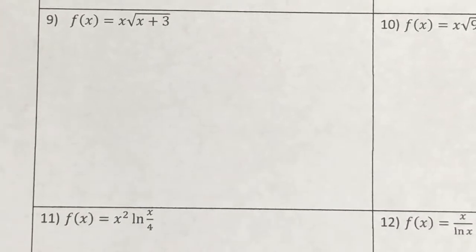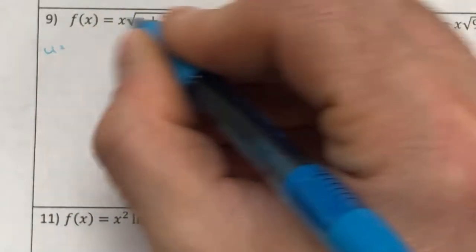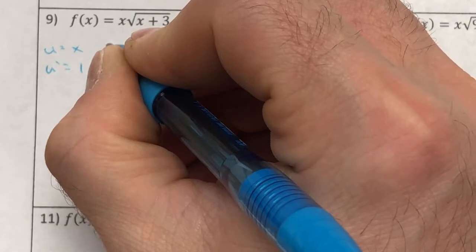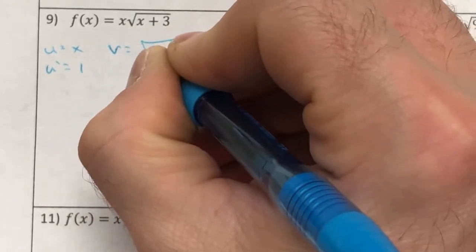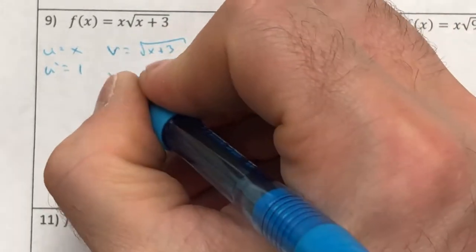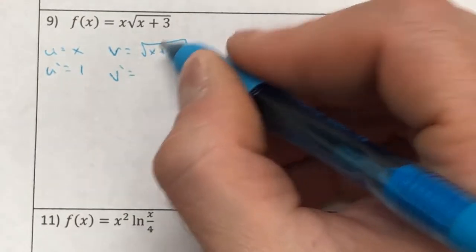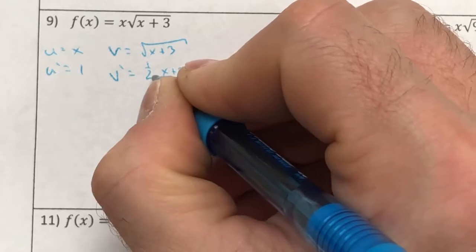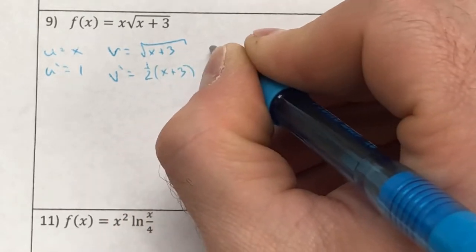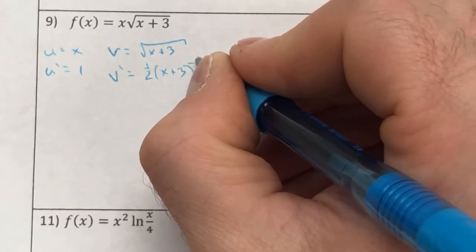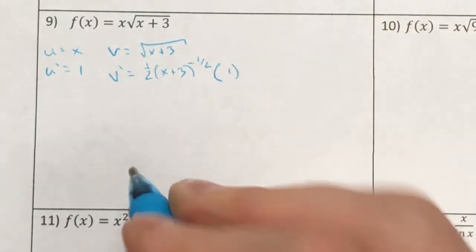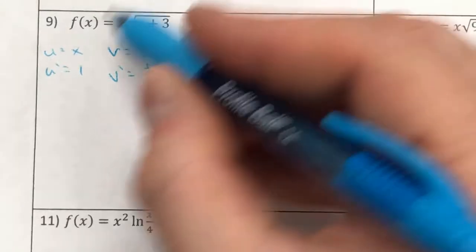So number 9, we need to find the first derivative, which means that I'm going to have to look at this and say, okay, this is going to be a product rule. So if u is x, u prime is 1. If v is the square root of x plus 3, v prime, I'm going to have to take that power, so 1/2, multiply that, so x plus 3, I have to subtract 1, so that will be negative 1/2, and then times the derivative of the inside, so times 1. So chain rule in action right there.